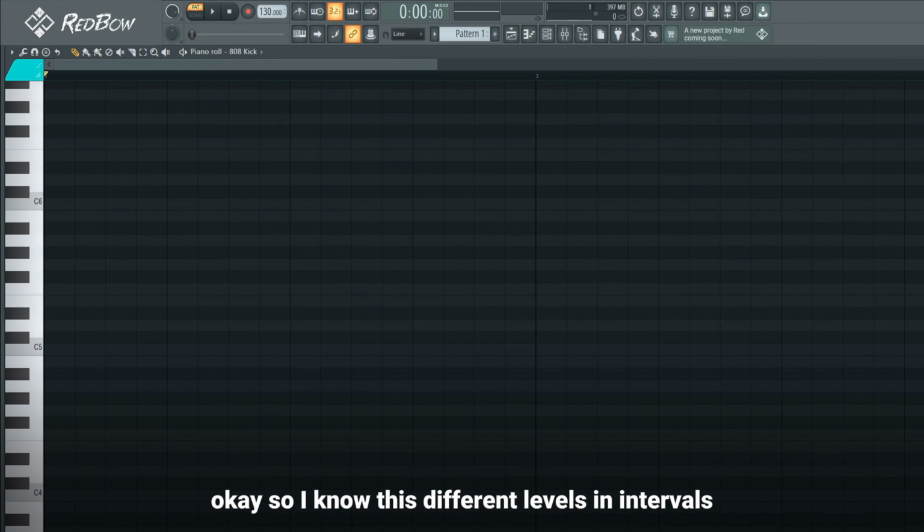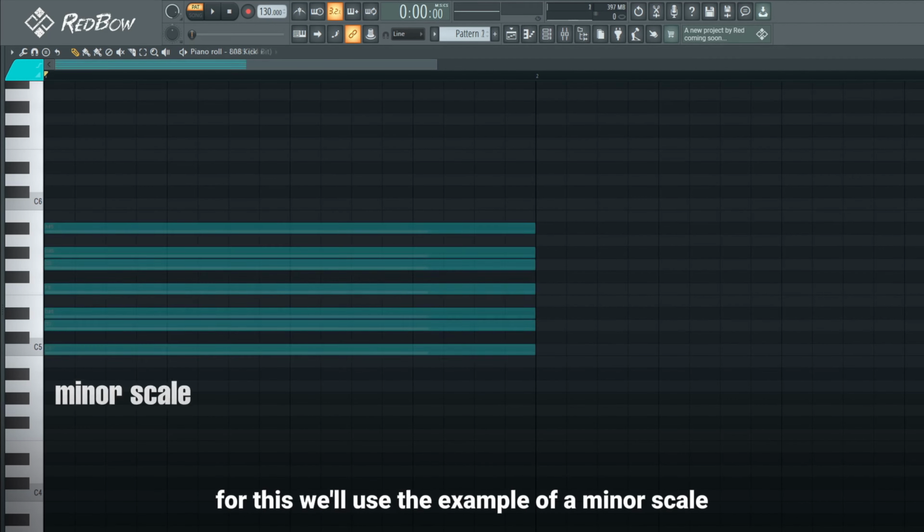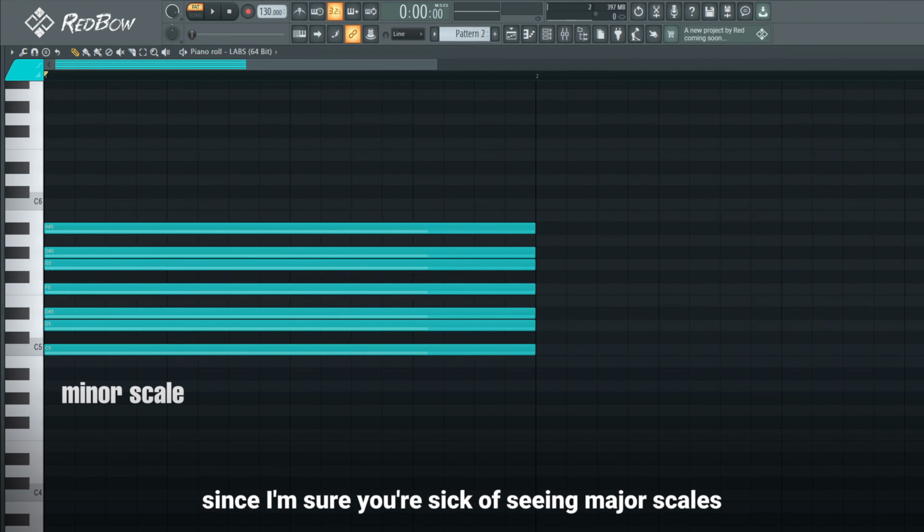Okay, so I know these different levels in intervals thing is confusing, so let's go over all the intervals and all their different levels. For this, we'll use the example of a minor scale since I'm sure you're sick of seeing major scales by now.